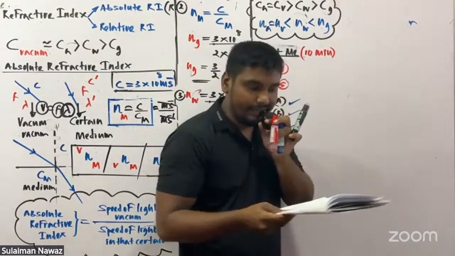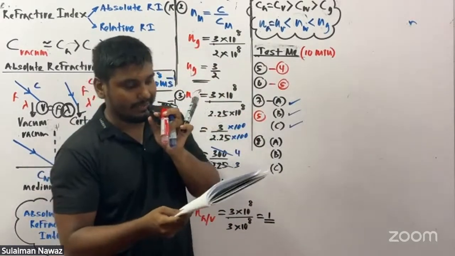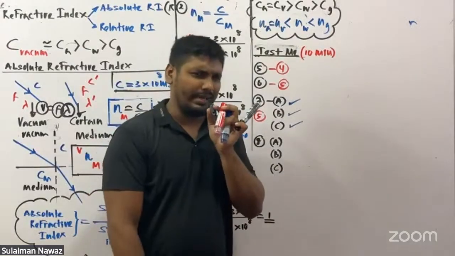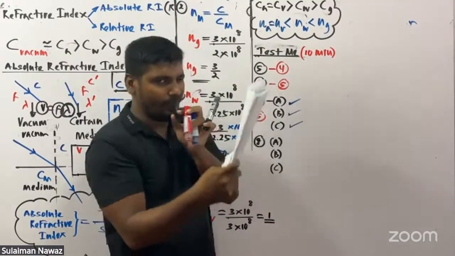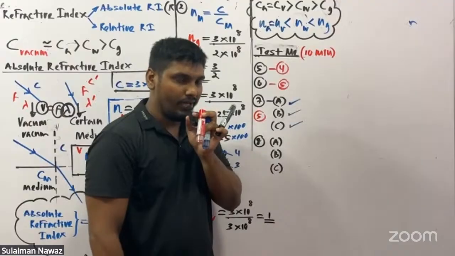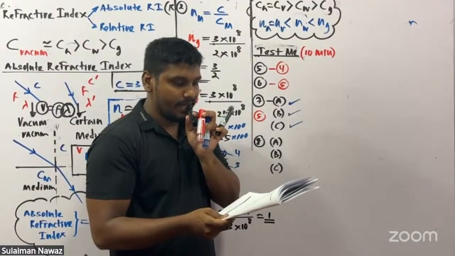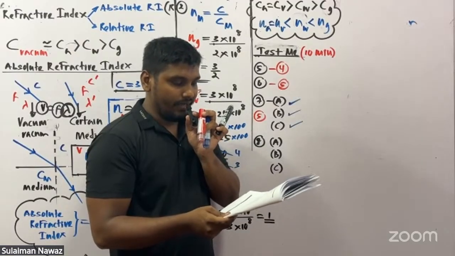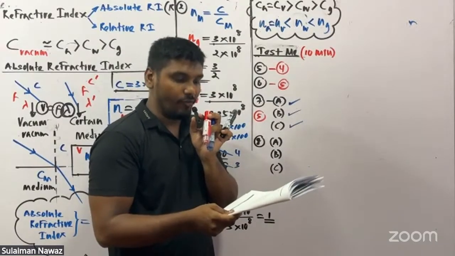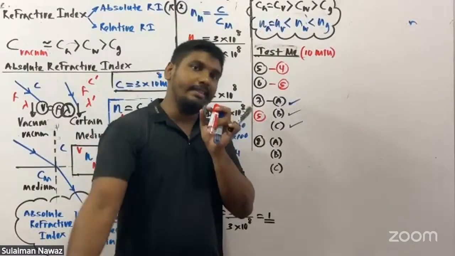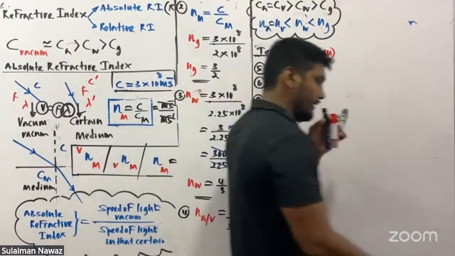Refractive indices for the red light and blue light in crown glass are 1.51 and 1.52 respectively. Consider the following statements. I will teach you red, blue, violet stories, everything, don't worry. But you can do this question based on the theory that you learned now. Red light has a small refractive index, 1.51, but blue has a large refractive index. Statement A: the speed of red light and blue light in vacuum are the same. I said any light ray in vacuum, their speed is 3 into 10 to the power 8 m/s. Statement is correct.